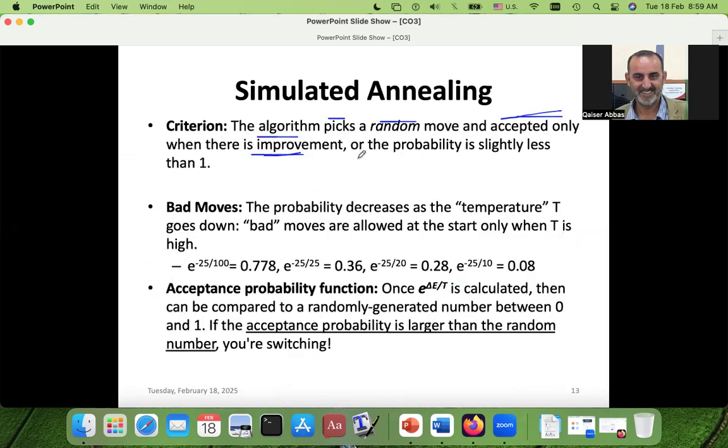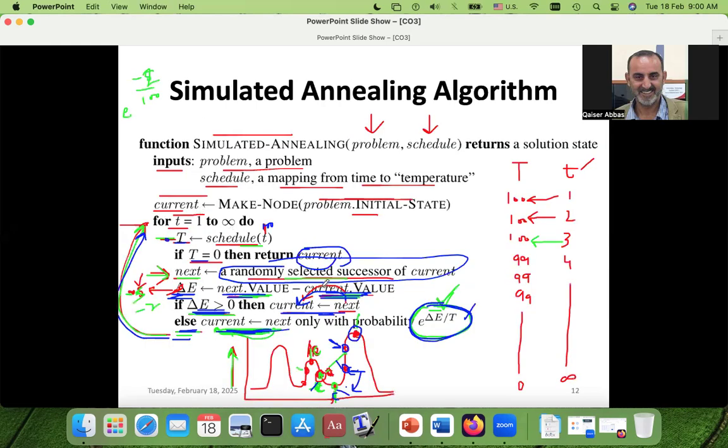That is what it is written here. If your probability value is slightly less than 1, only then you are going to take that move. If it is positive, you are executing this statement. And if it is negative, you are executing this statement. Negative means downward direction, positive means upward direction.